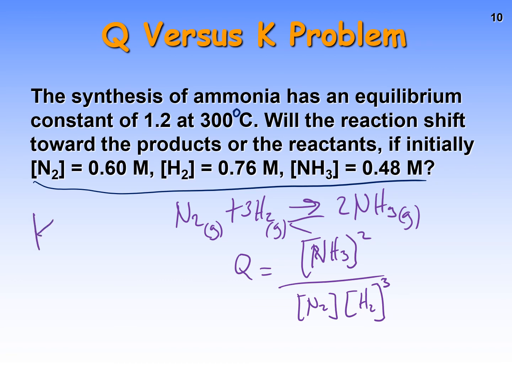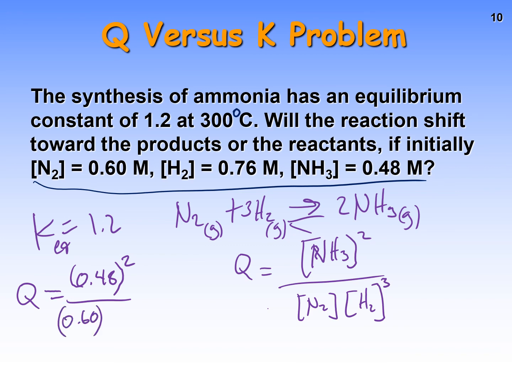And I was given K, which here is equal to 1.2. We want to calculate Q so that we can compare it to K to determine which direction the equilibrium is going to shift. So we just plug in these values for Q. We have 0.48 molar NH3, and that's squared. We have 0.6 molar N2, and we have 0.76 molar H2, which has to be cubed according to the equation. Then we can calculate this value and compare it to K. The value we get for Q is 0.875 effectively.